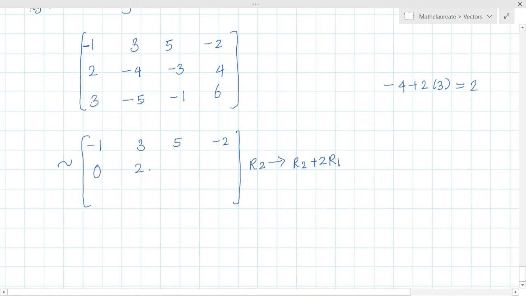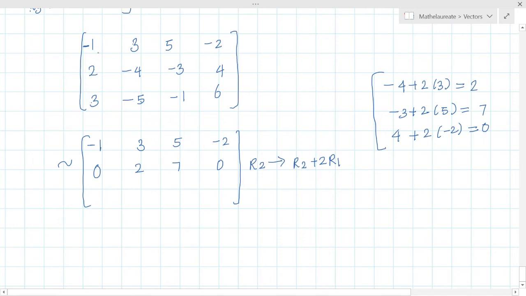So that comes over here. Next, coming to the next term, R2 is minus 3 plus 2 times the corresponding term 5. Minus 3 plus 10 would be 7. So this term is 7. Coming to the last term, 4 plus 2 times minus 2. 4 minus 4 makes it 0. So we're done with the second row. Okay, see the third row.